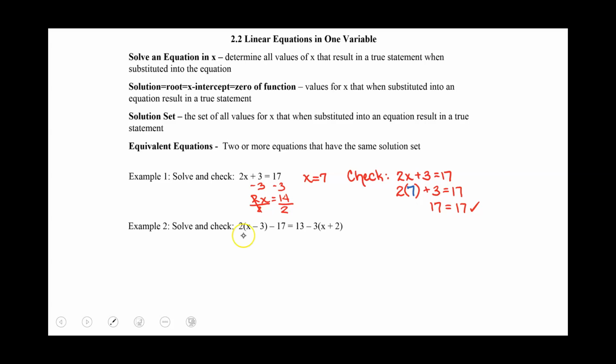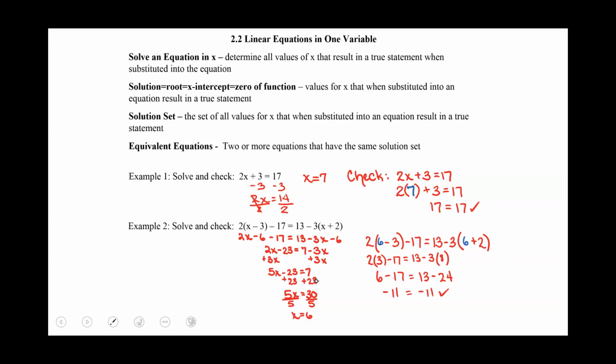So for this one, to begin, I'm going to distribute on each side to clear those parentheses. Then I want to combine any like terms that I can. So I could combine my constants, -6 and -17. And I could combine my constants 3 and -6. Now I want to get all my variables on one side and all my constants on the other side. So I'm going to add 3x to both sides so that now all my variables are on the left. And then I'm going to add 23 to both sides. So to get x by itself, all I would need to do now is divide by 5.